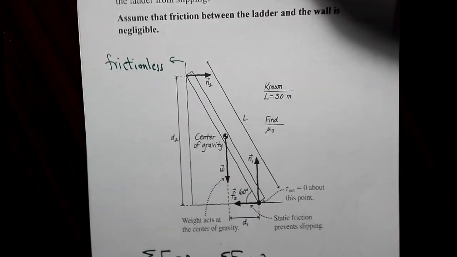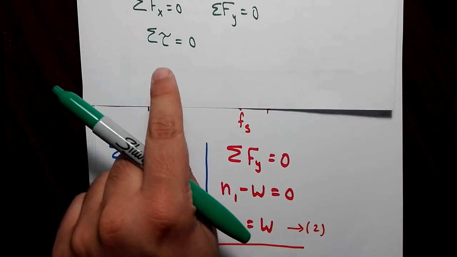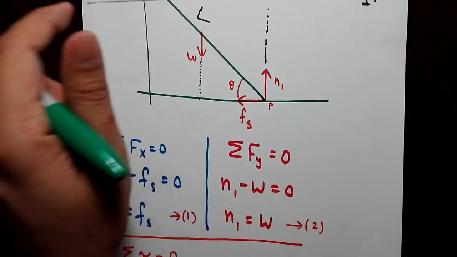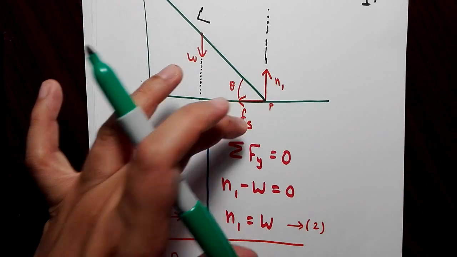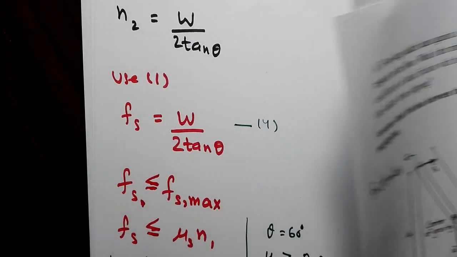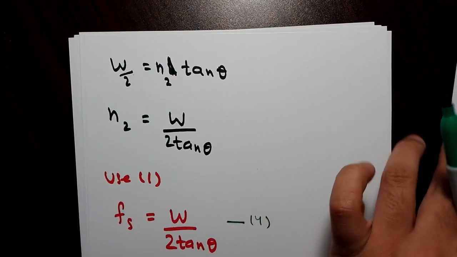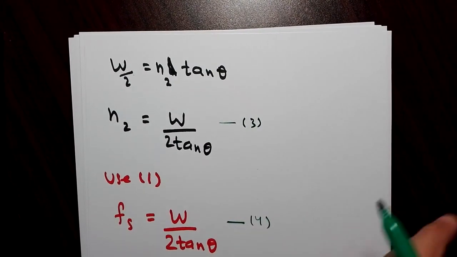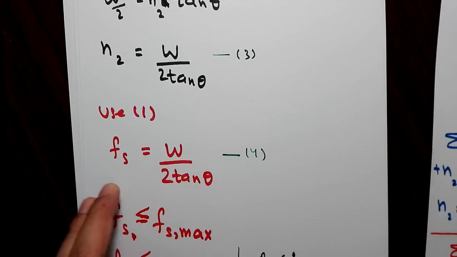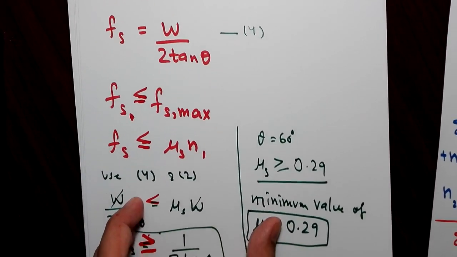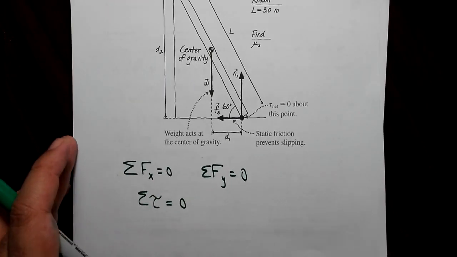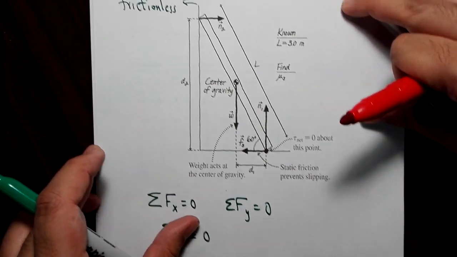Let's quickly review it. You first apply the conditions: net force in the x direction equals 0, net force in the y direction equals 0, and net torque equals 0. Each condition gives you an equation. So we get equations 1, 2, and this third equation. Then we solve them together to get a condition on mu s so that the ladder stays in equilibrium. This is a demonstration of how you would apply the conditions of static equilibrium.